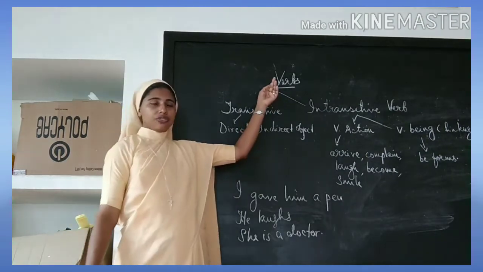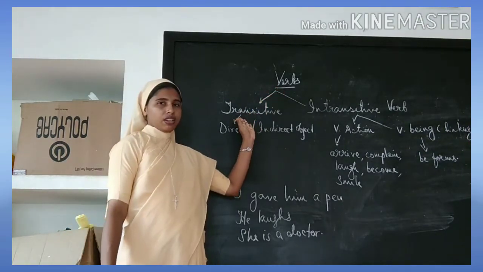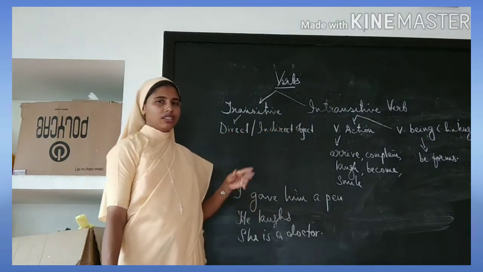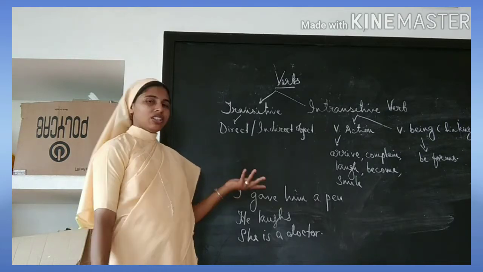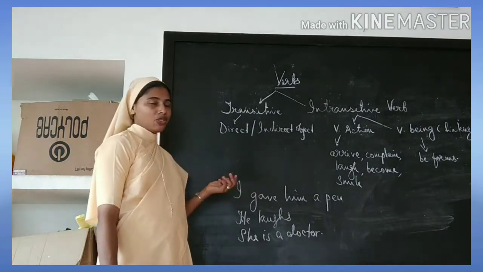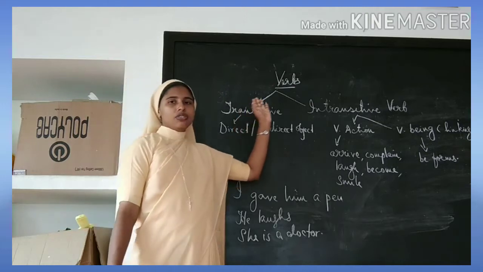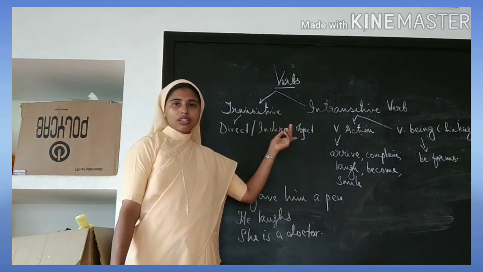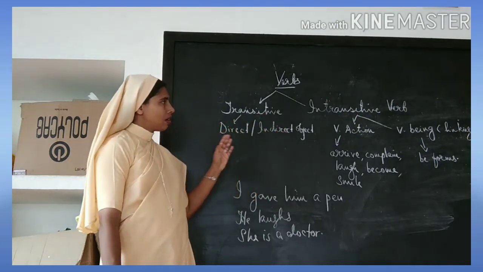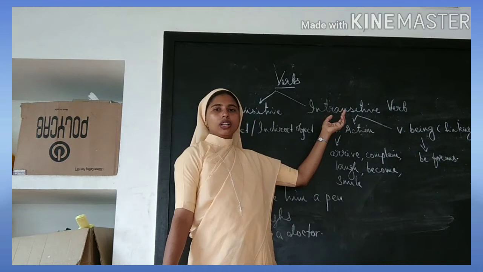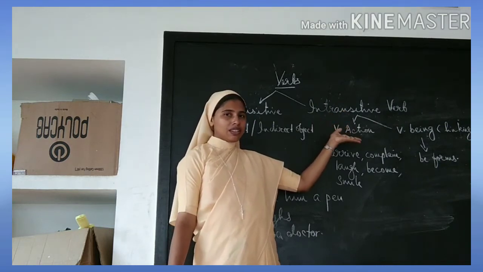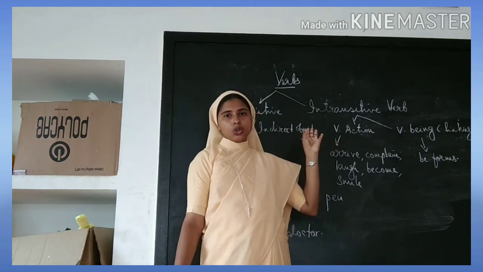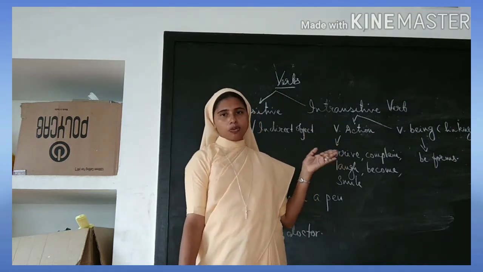The next division of verbs are transitive verbs and intransitive verbs. This we have already learned last year. Still we'll recall whatever we have studied. A transitive verb requires a receiver in order to complete the sense. An intransitive verb doesn't require a receiver to complete the sense. And what is a doer and receiver in a sentence? Doer is the subject and receiver is the object.